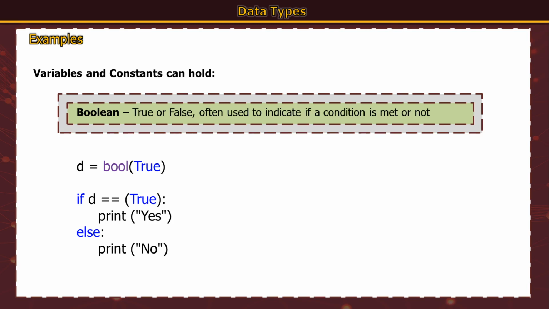Let's take a look at Boolean then. Boolean can either be true or false, and it's often used to indicate if a condition is met or not. Here in this first example I've got D, I've set its data type to bool and it's equal to true. But I've also got an if statement that says if D equals true, which basically reads if D is equal to true, print yes, else print no. So D is true. So if true equals true, print yes, else print no.